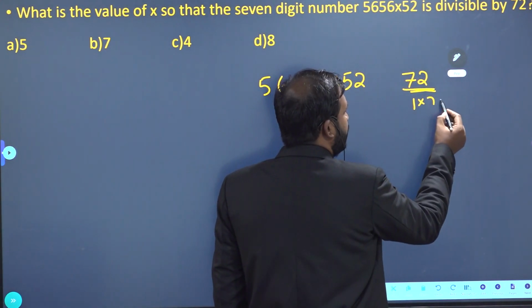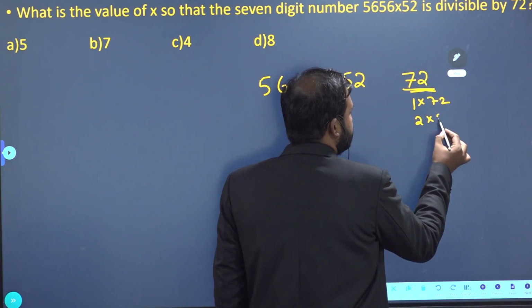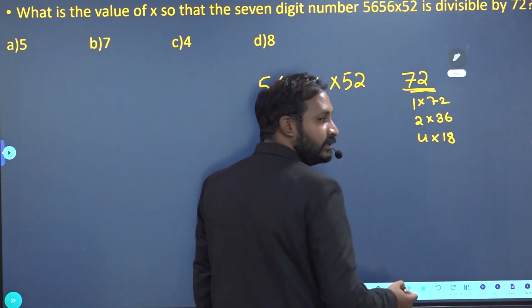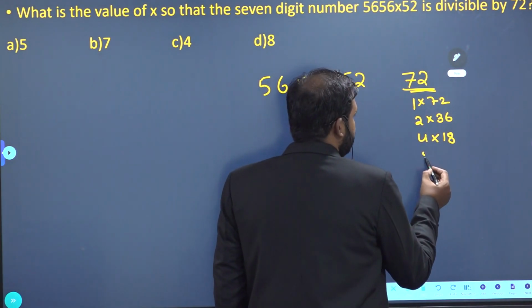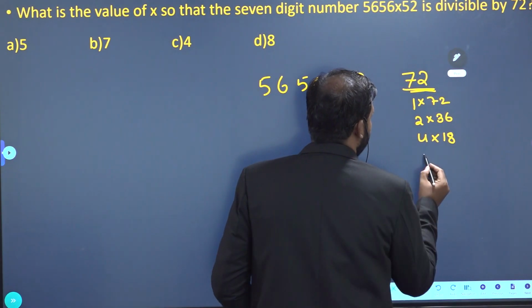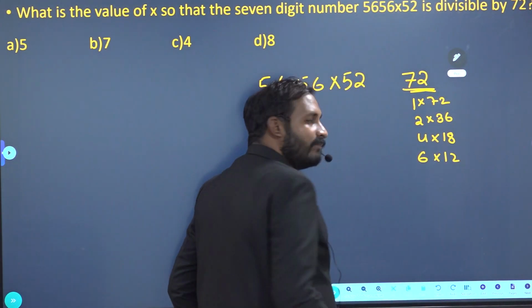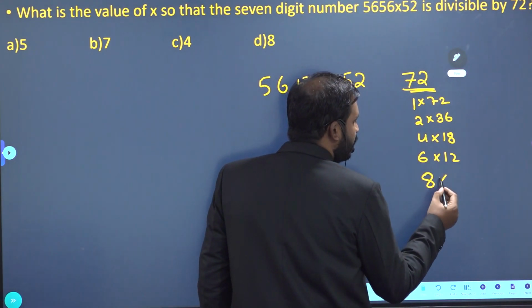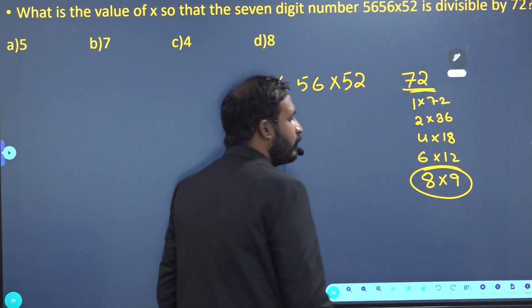1 into 72 I can write. 2 into 36 I can write. 4 into 18 I can write. Like this I can write in many different ways. 6 into 12 I can write. But we should choose a pair where both are co-primes. So I will take the co-prime pair 8 and 9.